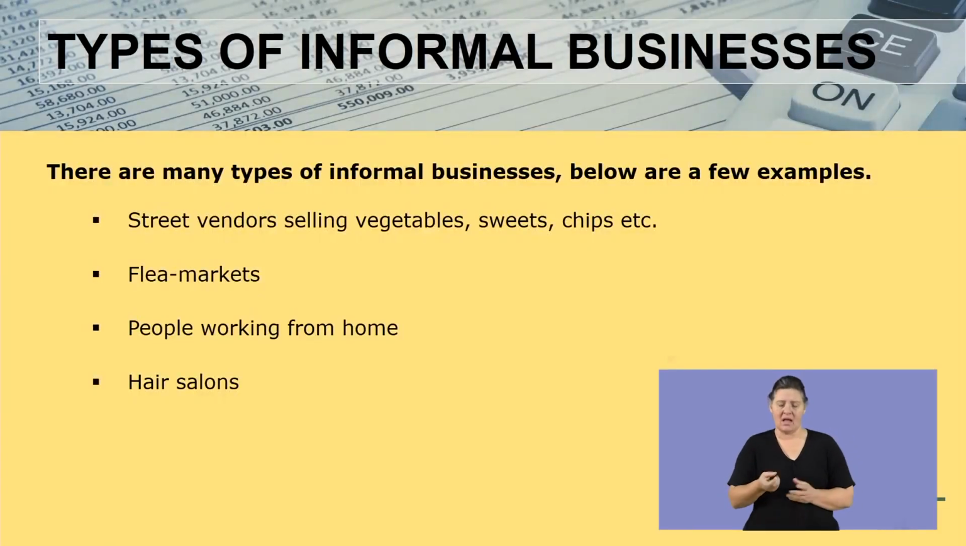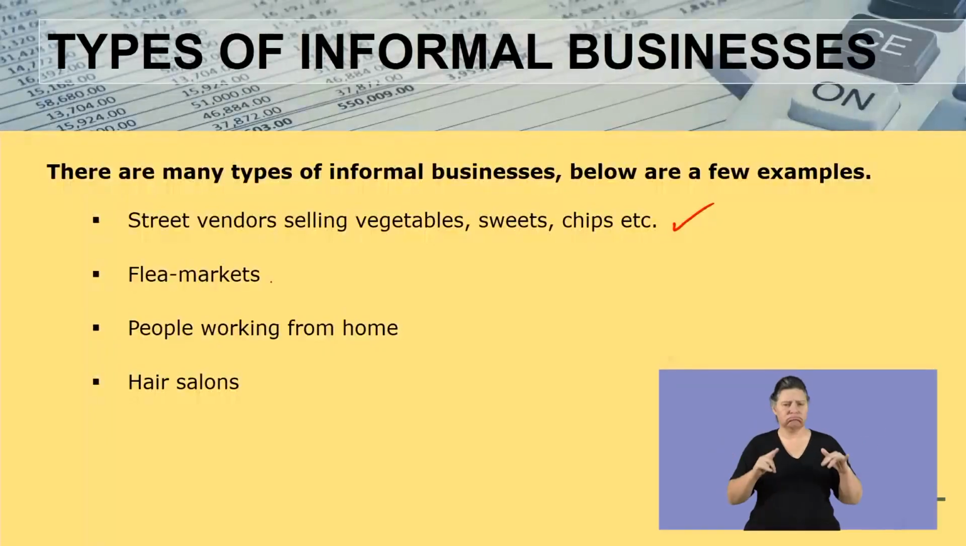The first one that I would mention is street vendors, selling vegetables, sweets, and chips. Some of these even come to your school gate after school. They'll be selling ice cream. Some of them will be selling sweets. These are what we call informal businesses. Flea markets over the weekend. Some of you go to flea markets. Remember, these are not registered, so they will be your informal businesses.